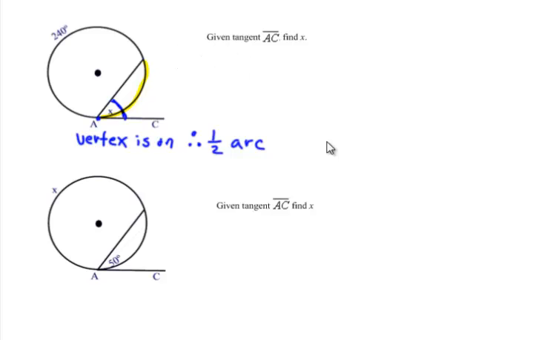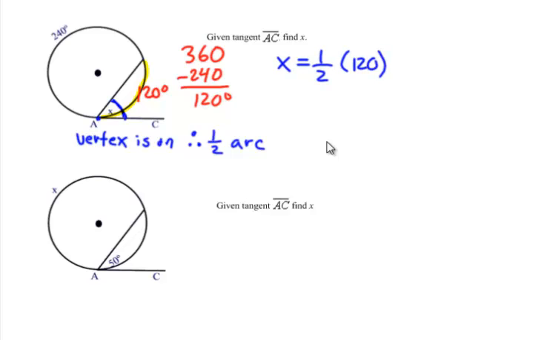360 minus 240 is going to be 120 degrees. So this arc will be 120 degrees. Now therefore, x is going to be half of 120, and x is going to be 60 degrees, half the arc.